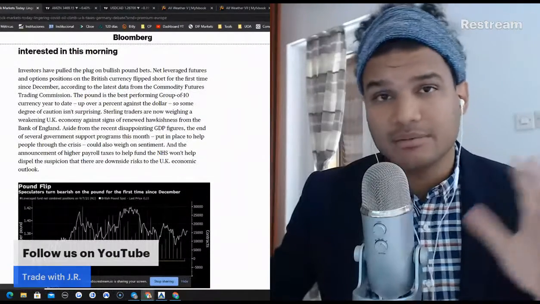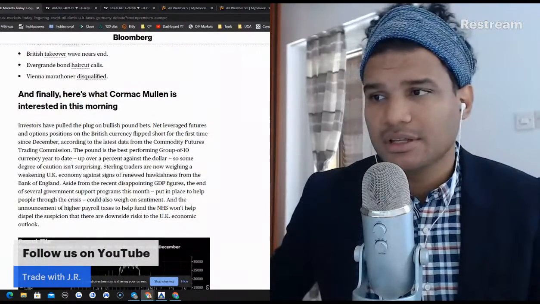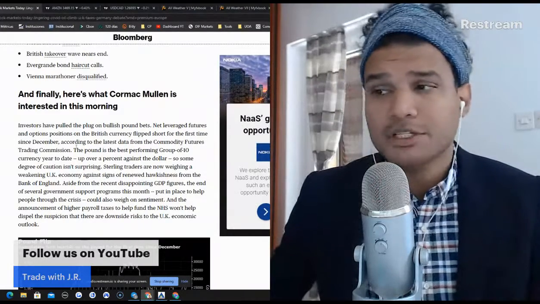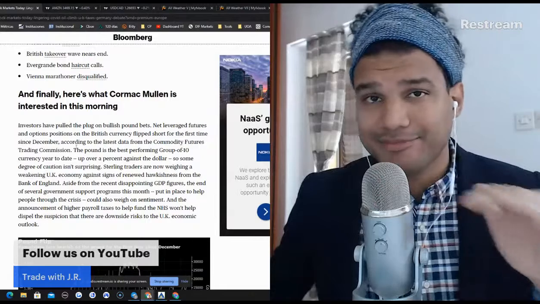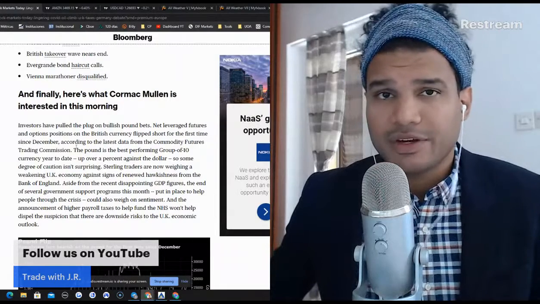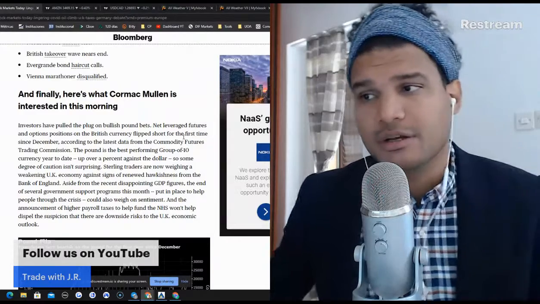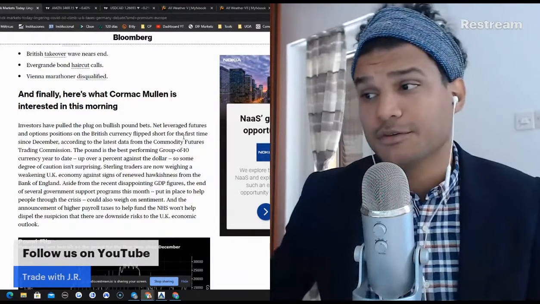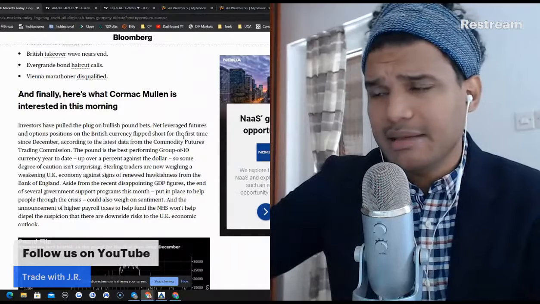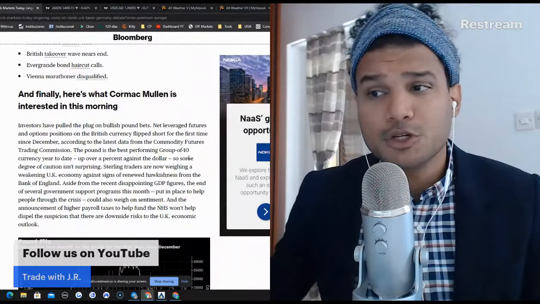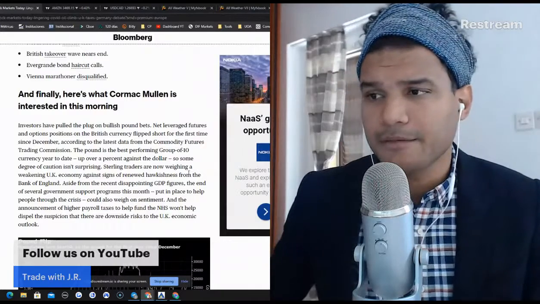The pound flip. Now, talking about currencies, right? And look at this. Investors have pulled the plug on bullish pound bets. It means that they don't think there's more there. There's no more in the gas. Net leveraged futures and options positions on the British pound flipped short for the first time since December, according to the latest data from the Commodity Futures Trading Commission, the CFTC in the US.